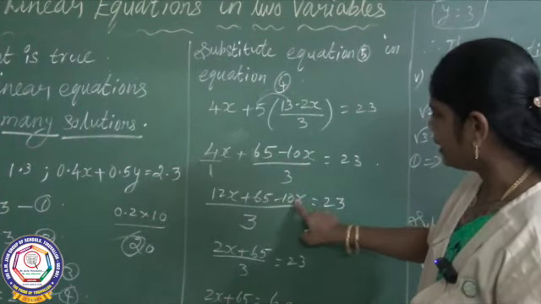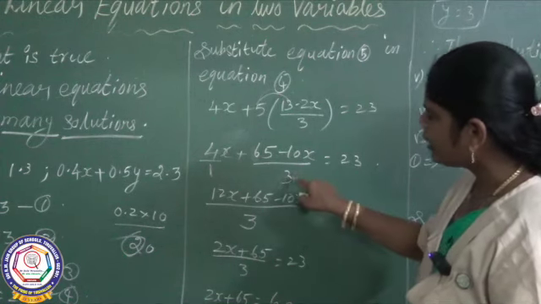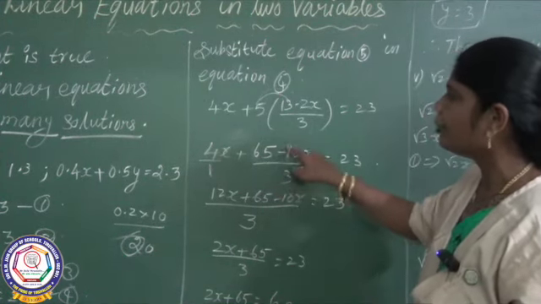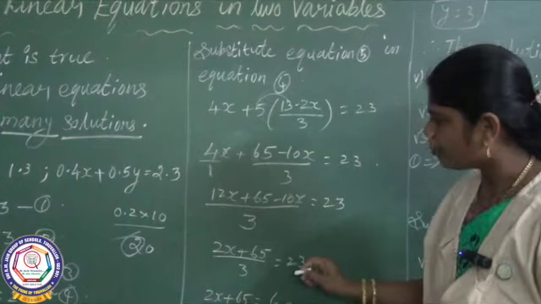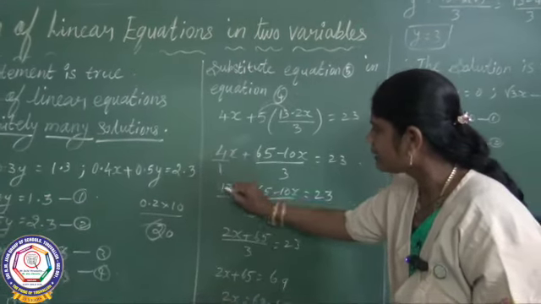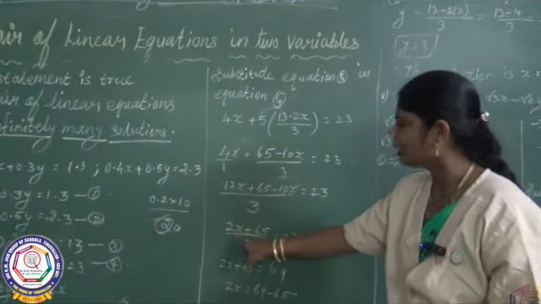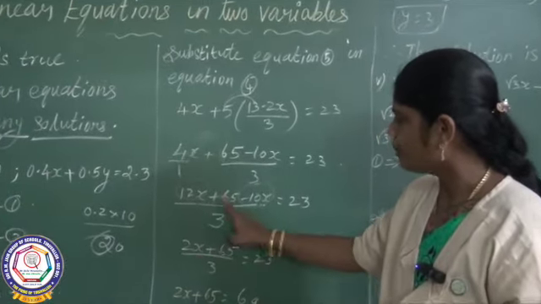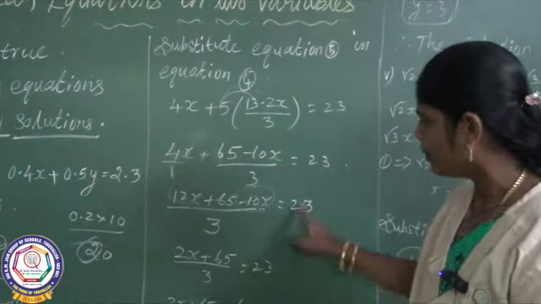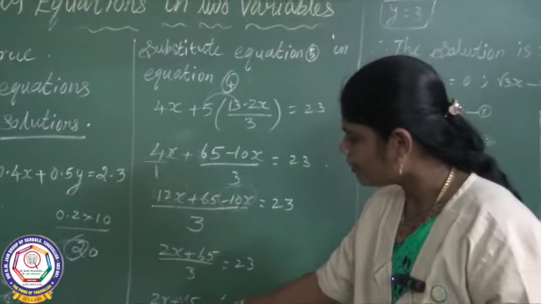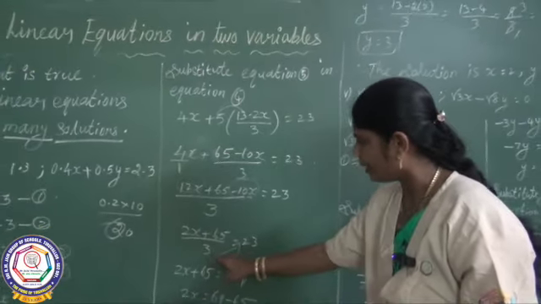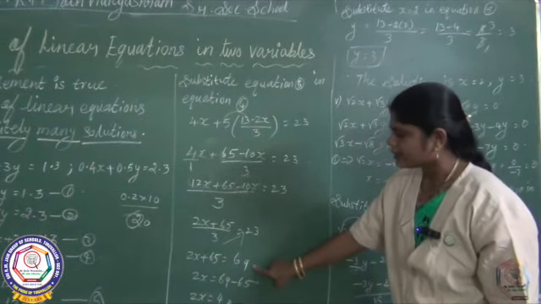65 minus 10x equal to 23. Because here the denominator 3 is already there, no need to multiply by 3 here. So after that you see here 12x, here minus 10x. So 12 minus 10 you will get 2. So (2x plus 65) divided by 3 equal to 23. 2x plus 65 equal to, cross multiply, 3 into 23 you will get 69.